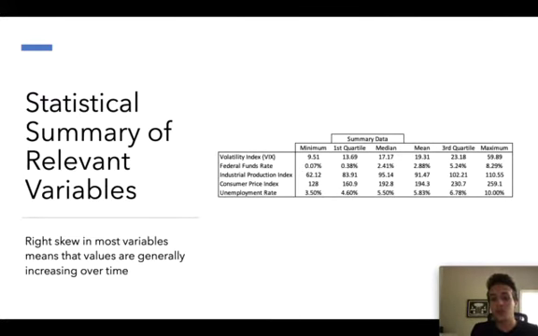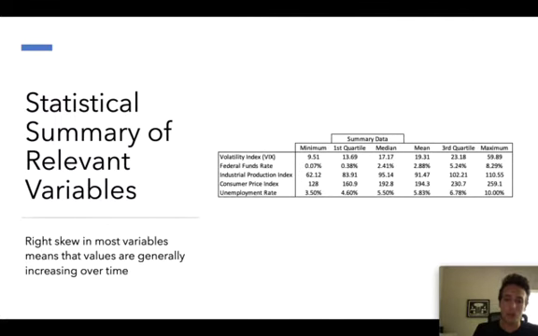The federal funds rate averaged at about 2.41%, with a median of 2.88%. Industrial Production Index, as we'll see in a few moments, has been increasing over the last 30-year period. Consumer Price Index has almost been a straight line. We saw that these values are increasing at the predicted 2% rate for the whole 30-year period.